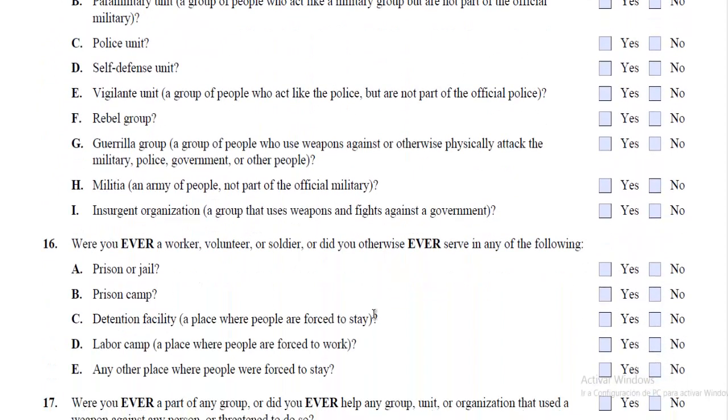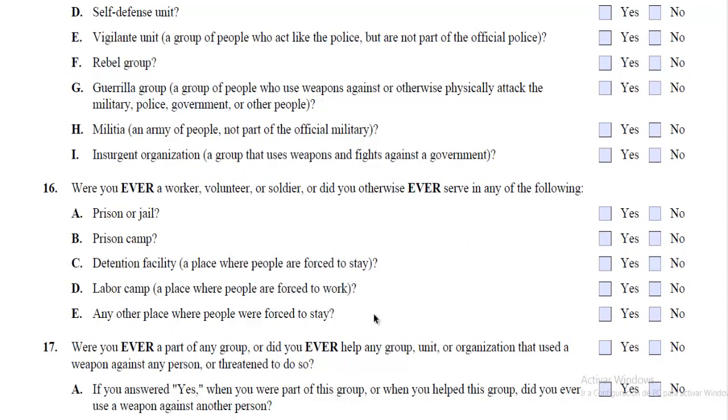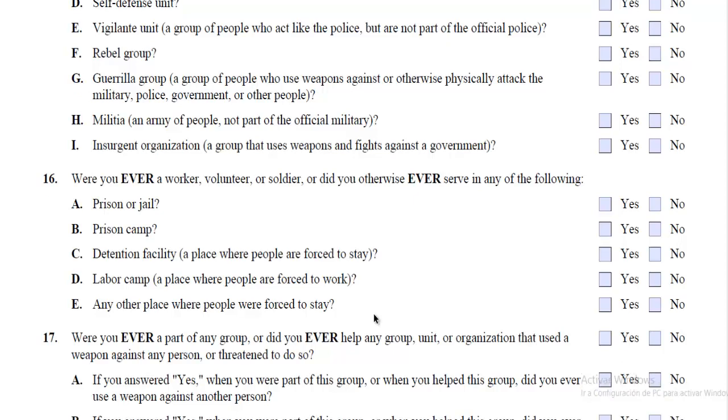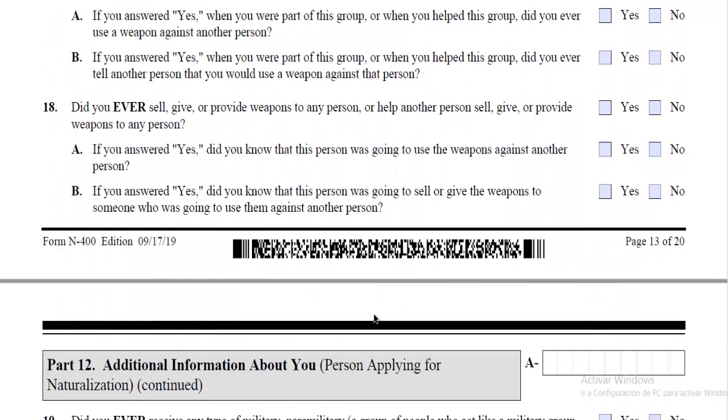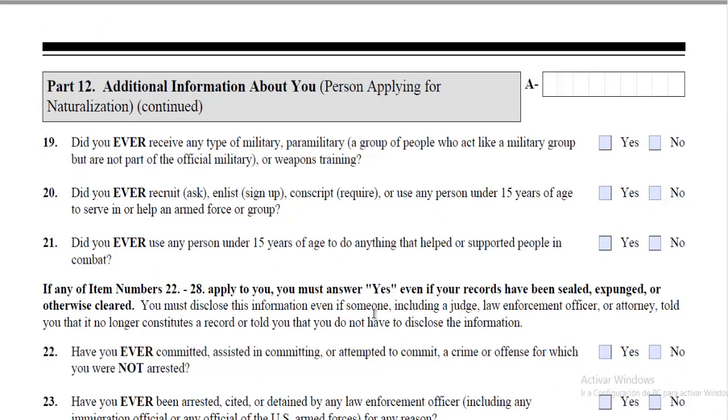So, in question 16, to say that you worked in a forced labor camp could, if this information wasn't already dealt with in an asylum claim, reveal that you are ineligible for asylum as a persecutor of others. Question 22 asks whether you committed any crime for which you weren't arrested. Your answer is expected to be yes if you have used, manufactured, or sold marijuana, even in states where such actions were legal.